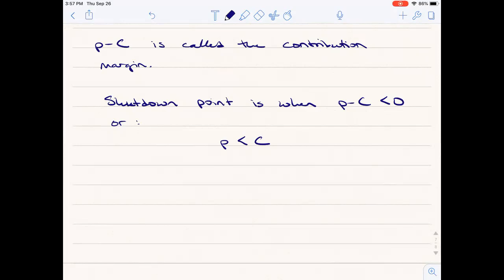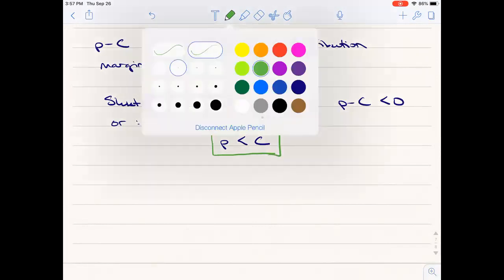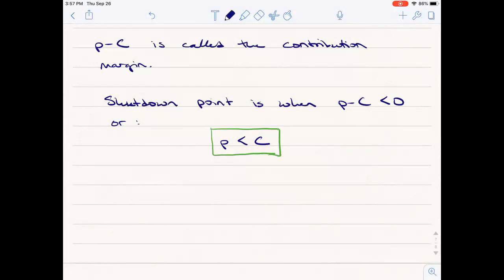Now, this isn't on your formula sheet, right? But it is one worth remembering. The shutdown point is when P is less than C. Because on the test and on the final, I'll ask you, what's the shutdown point? And then it's going to be for any P that's less than C, right? And you'll know C, so then you'll say any P less than C is the shutdown point.